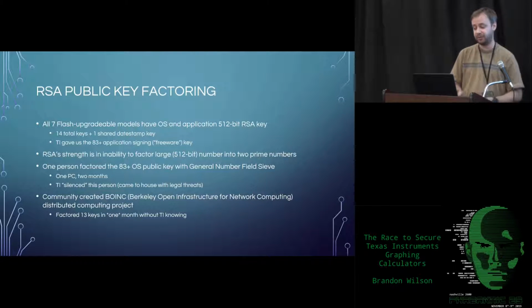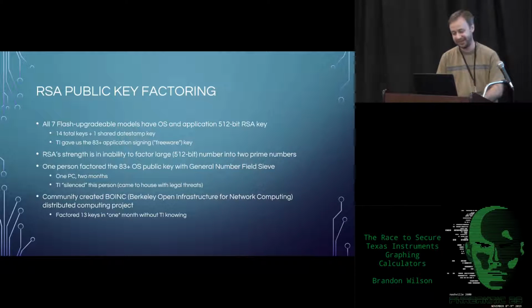So we took the remaining 13 public keys, and we started a Boinc distributed computing project to factor the rest of them. So we had hundreds, thousands of people all helping to factor the keys as quickly as possible, and before we knew it, we had all 13 keys in just under a month, all under their nose without them finding out.